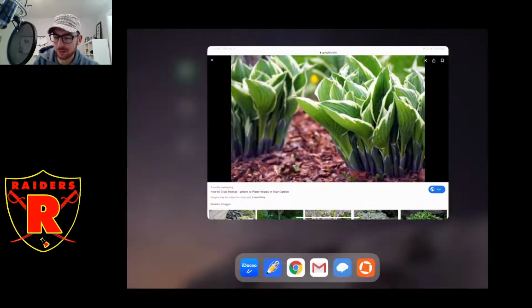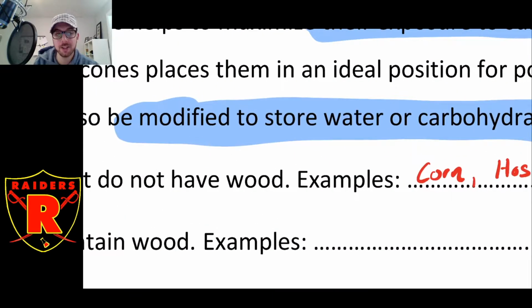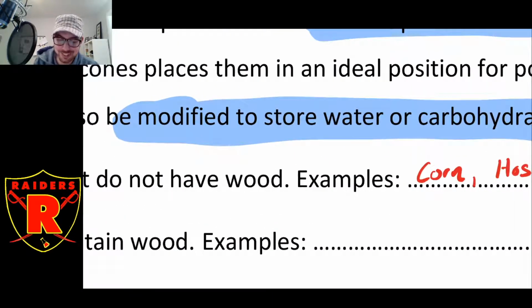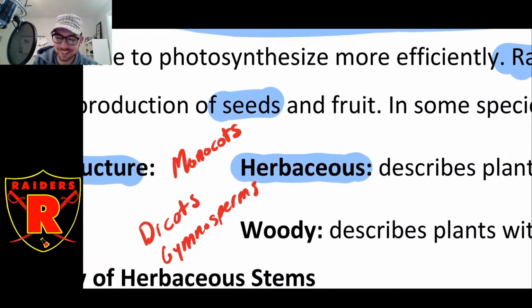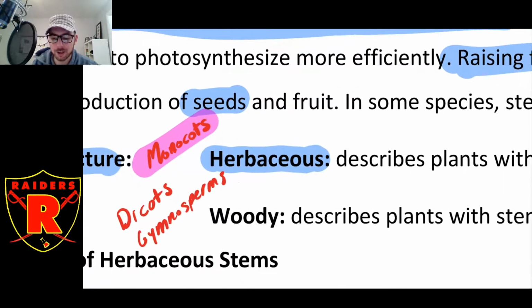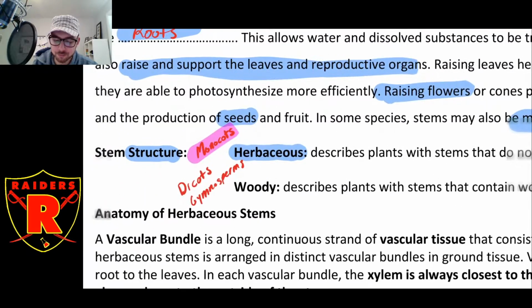You'll notice those plants have something in common. They have parallel veins on their leaves, which means that they are monocots. So herbaceous plants are monocots. And if you'll remember from the last lesson, monocots are plants that have one single leaf that comes off of their seed when the seed germinates. They are a subtype of angiosperm or flowering plant. So monocots have herbaceous stems.